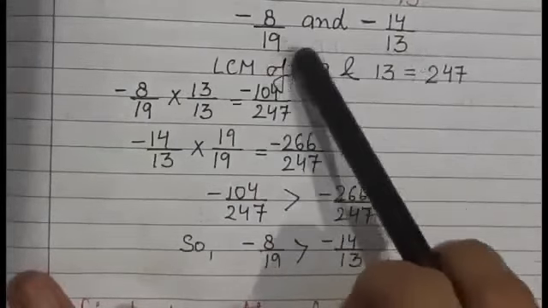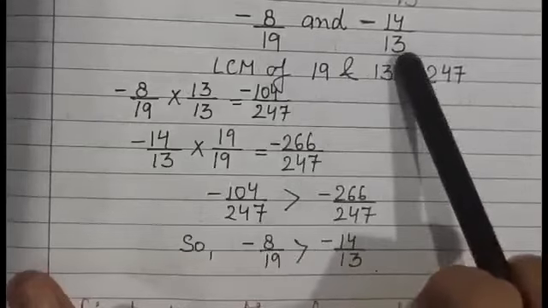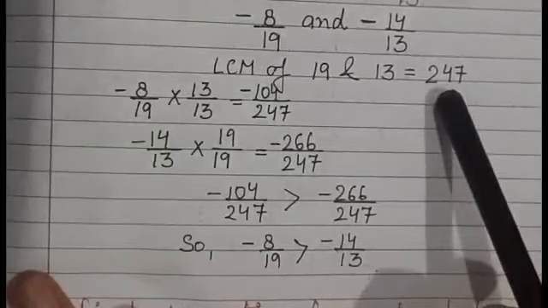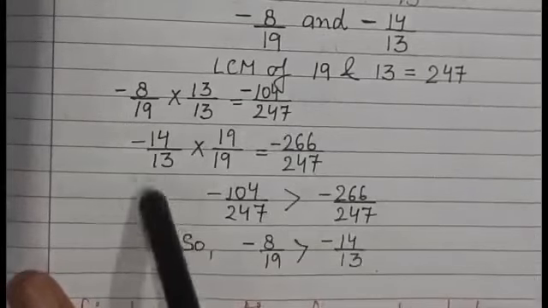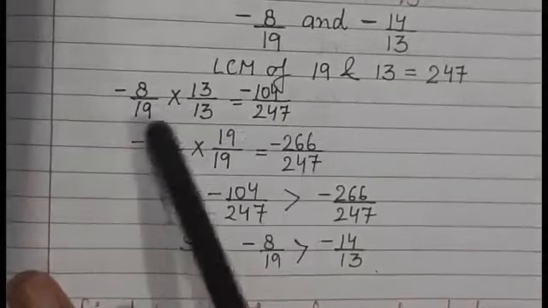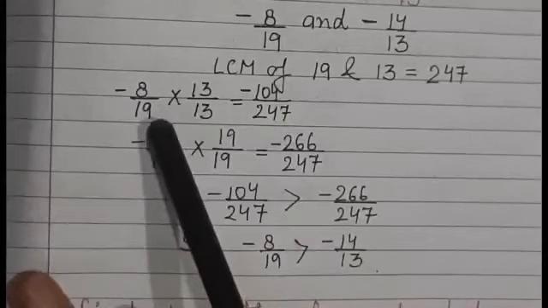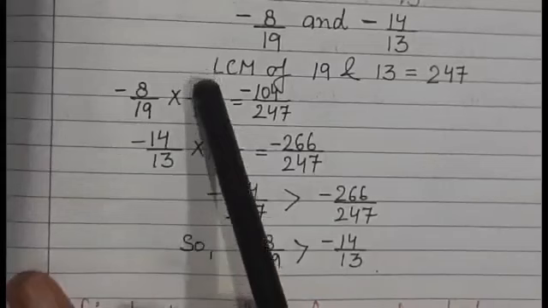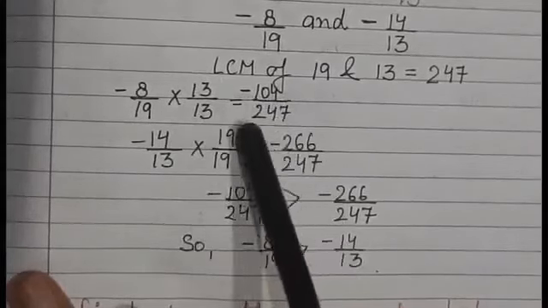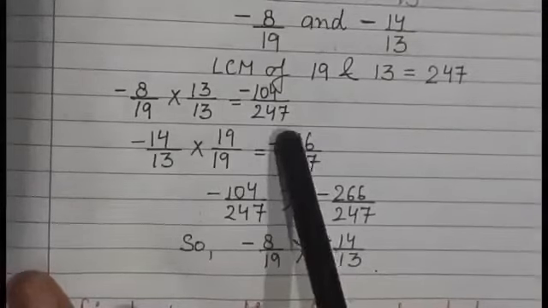Now take LCM of these two denominators 19 and 13. When you take the LCM, it will come as 247. Now you have to make denominators 247. So minus 8 by 19 will be multiplied by 13 in numerator and denominator. When you multiply, minus 104 by 247 will come.